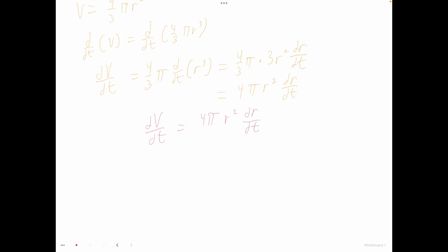And so now we wanted to know dr over dt when the radius is 25. And so we're going to plug in our information that we know. So we're going to plug in known information.